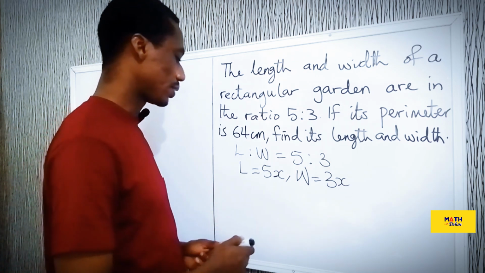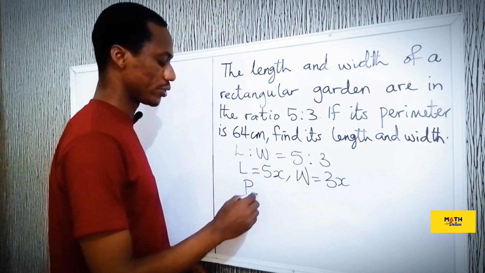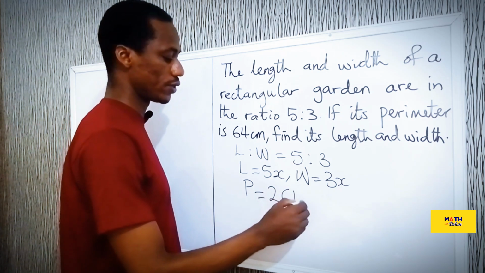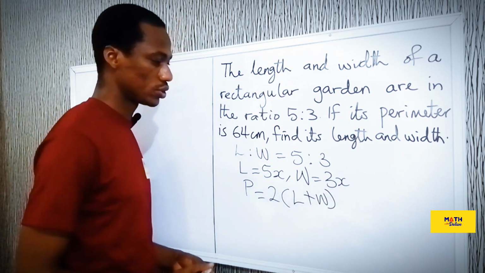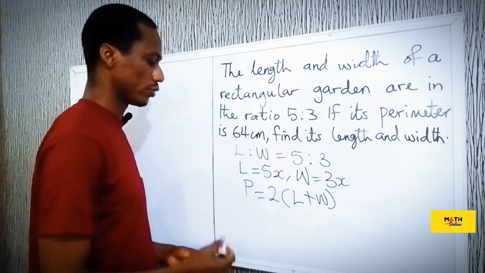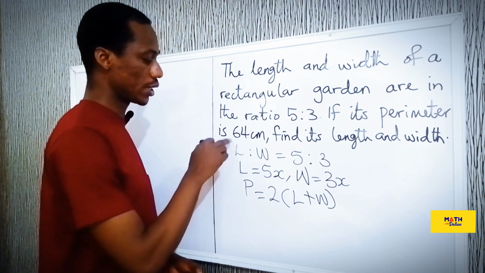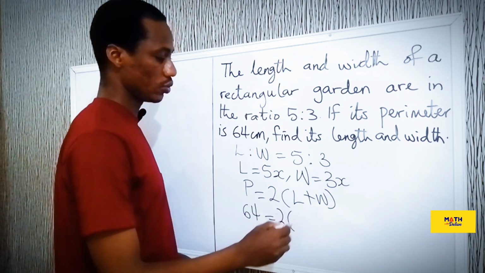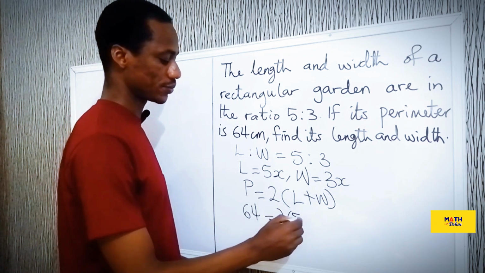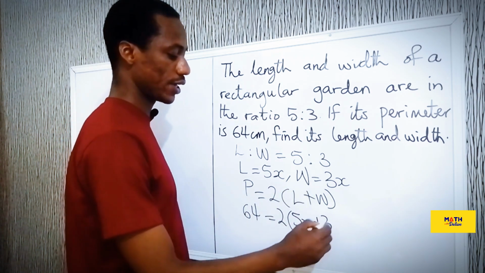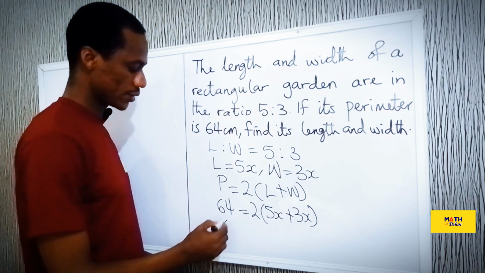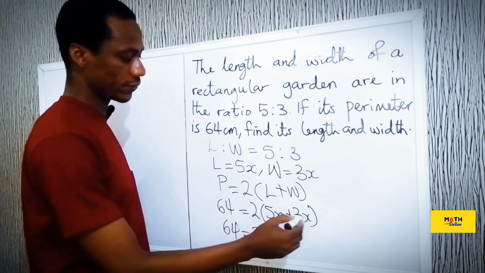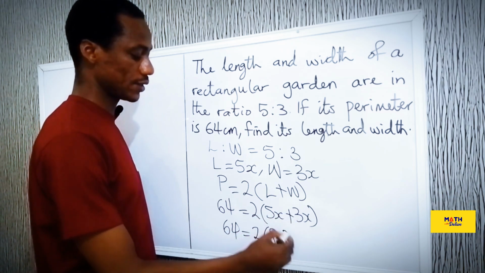Okay, so let's recall our formula for calculating the perimeter of a rectangle. That is 2 times the sum of length and width. So we have the perimeter here as 64 centimeters, and then we have our length as 5x, the width as 3x. So we have 64 equals 2 times 5x plus 3x, which is 8x.